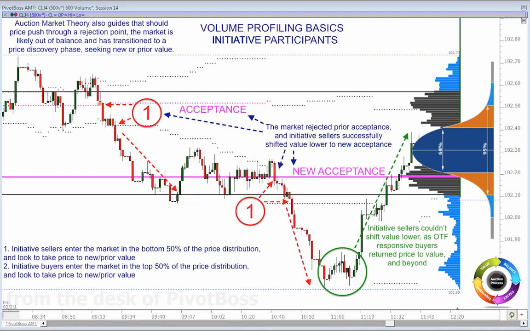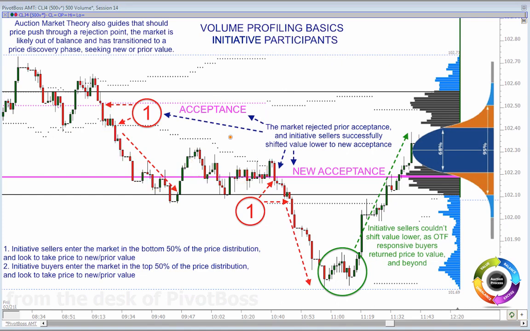So as an initiative seller, you're selling in the bottom 50%, typically at VPOC or below the value low, and you look for price to push in that direction toward either a prior area of value, or you look for price to sludge around and create new value by a VPOC shift lower.